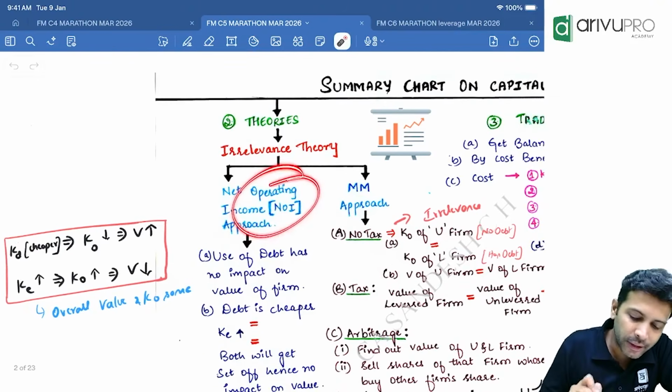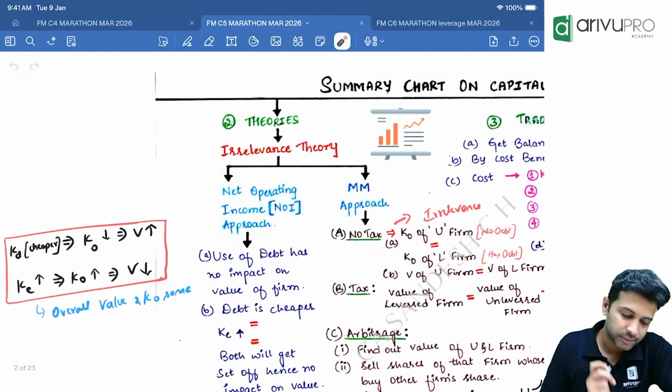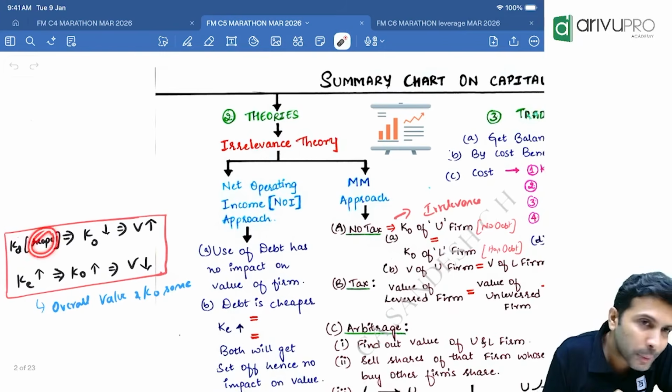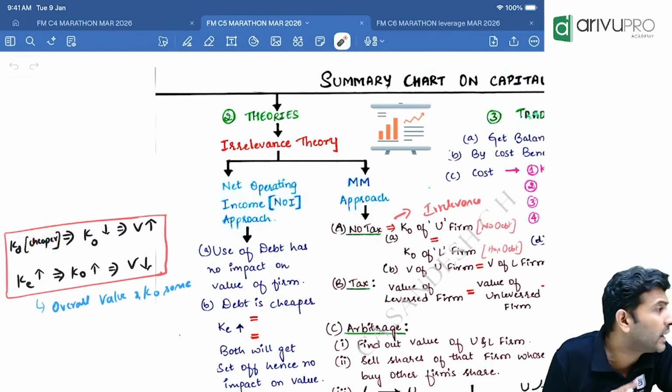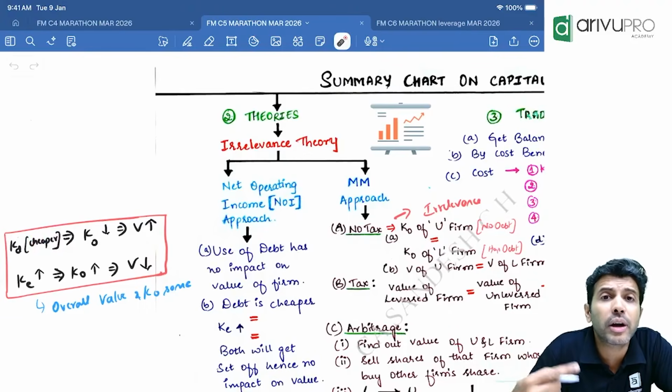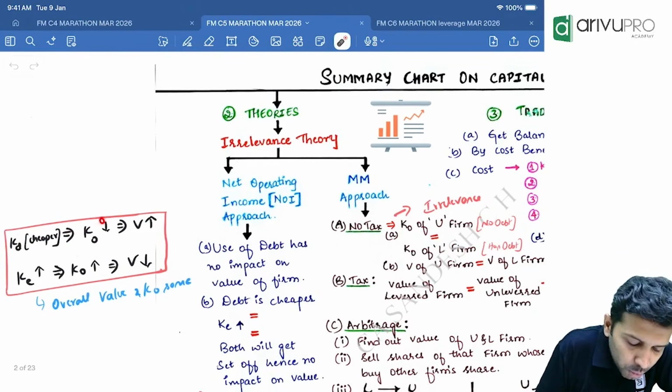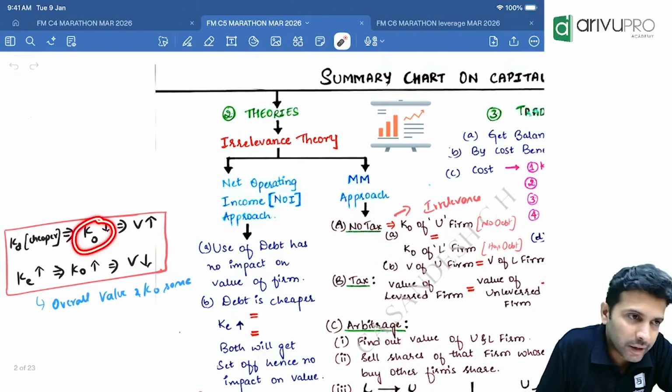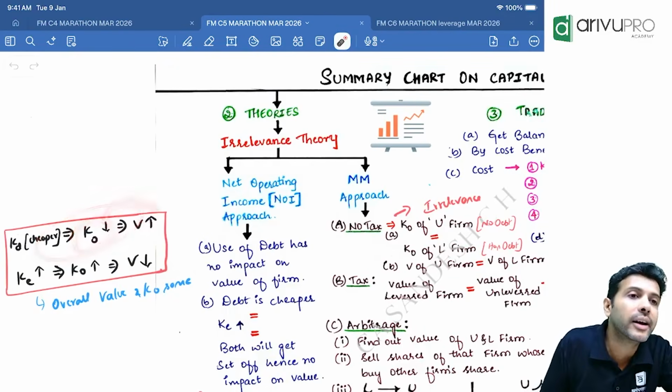Now what is the net operating income approach's argument? Debt is a cheaper source of finance compared to equity. If you take more and more of the cheap source of finance, what will happen to overall cost? It reduces. If Ko reduces, value will increase. This is one part. Agreed?